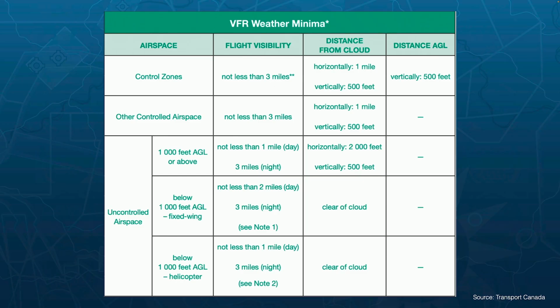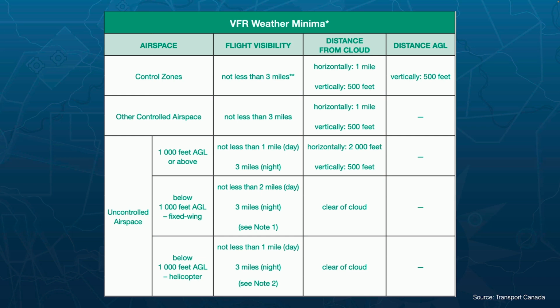All right, VFR weather minima. So let's cover this a little bit. There's different weather minima for the different airspace that you may be flying in. For a control zone, the minimum flight visibility is not less than 3 miles. Just in standard conditions here, we're not talking about special VFR. So the standard visibility for a control zone is not less than 3 miles, horizontally 1 mile from cloud, vertically 500 feet. Other controlled airspace, not less than 3 miles. Same, horizontally 1 mile, vertically 500 feet from cloud must be maintained.